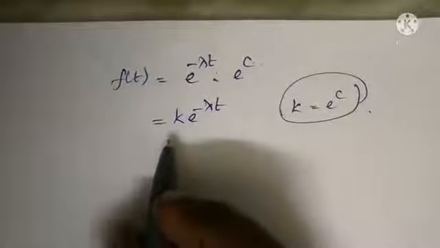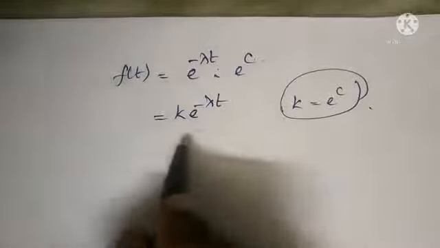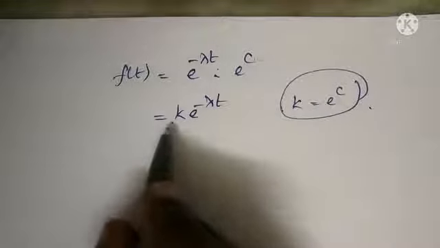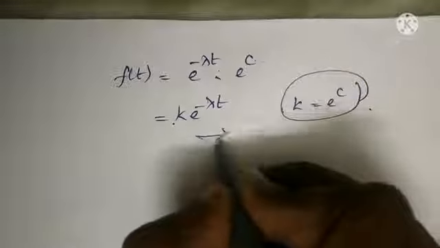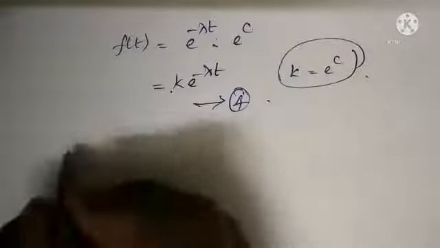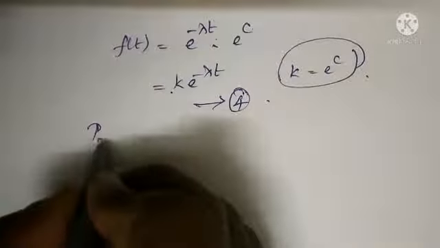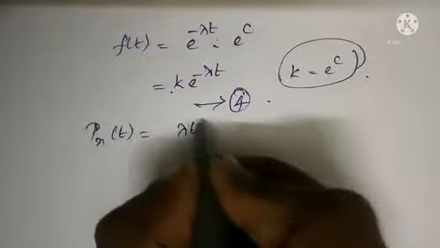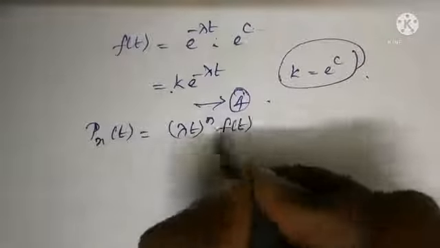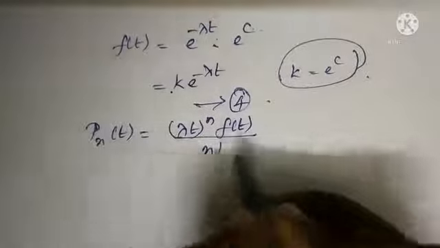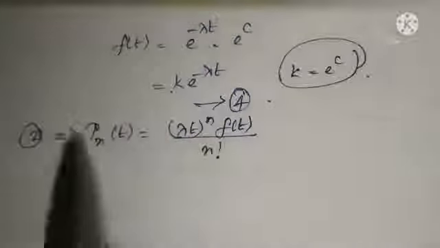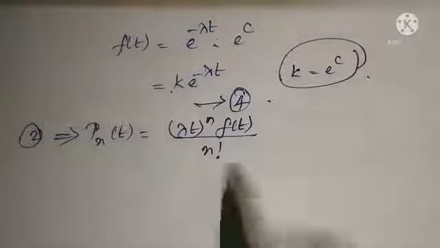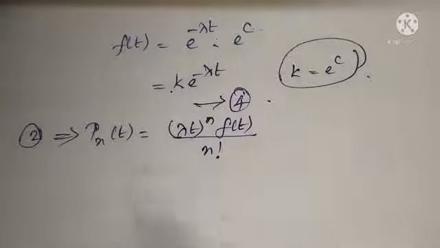What I need to prove is f of t equal to e power minus lambda t. If I prove k equal to 1, the proof is over, right? Let us write it as the fourth equation. Now in order to prove k equal to 1, I consider Pn of t equal to lambda t whole power n f of t by n factorial, the solution which I assumed in the second equation.